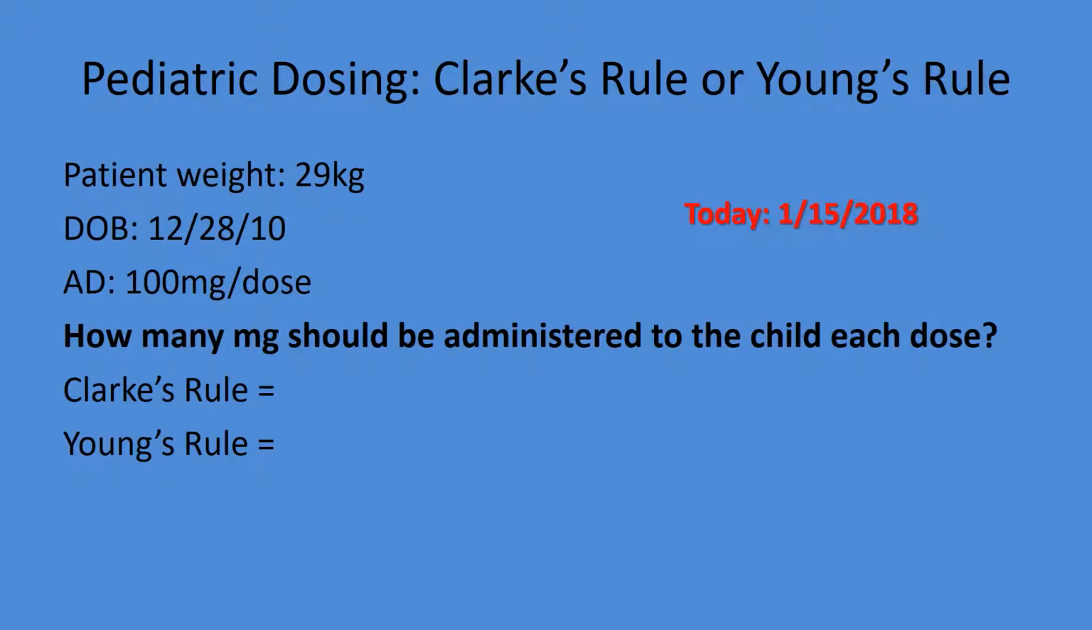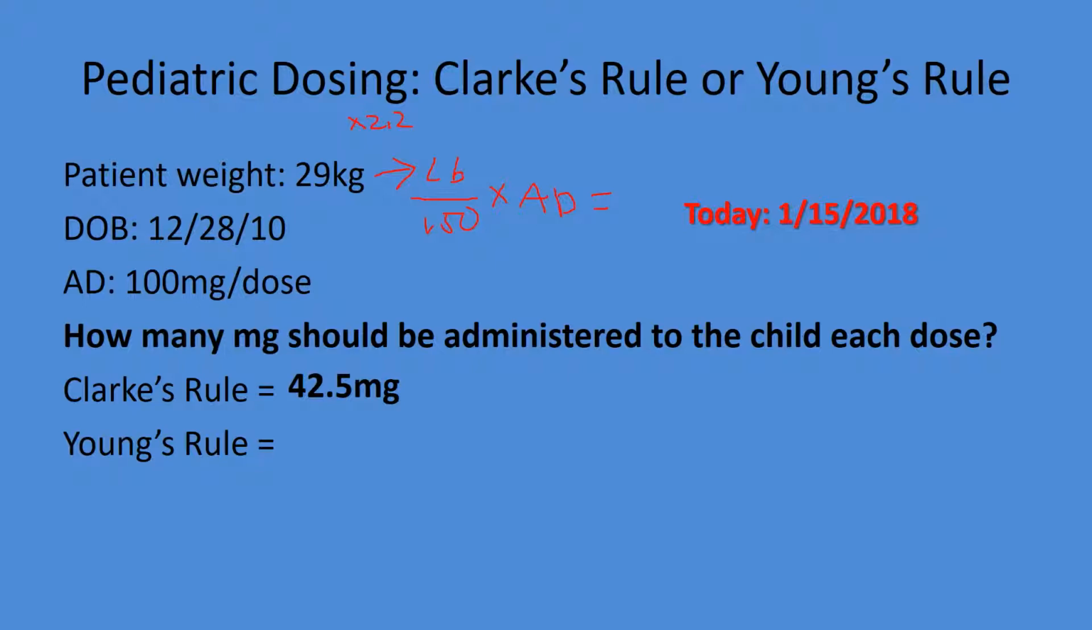Okay, today is January 15, 2018. We have a child that was born in December. So let's use Clarke's rule first, 29 kilos. You have to convert that to pounds, divide it by 150, and then multiply by the adult dose. I'll give you a moment to punch that in. Make sure you change kilos to pounds by multiplying by 2.2. You should end up with about 42.5 milligrams.